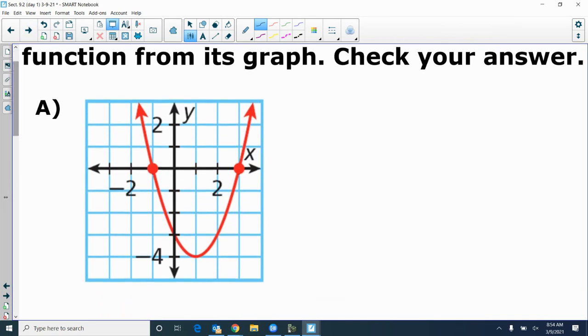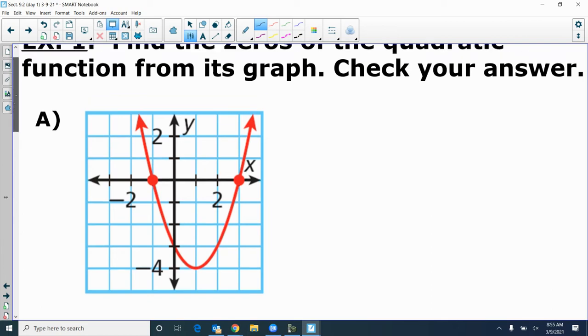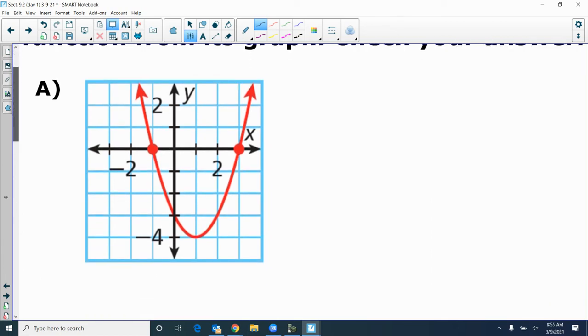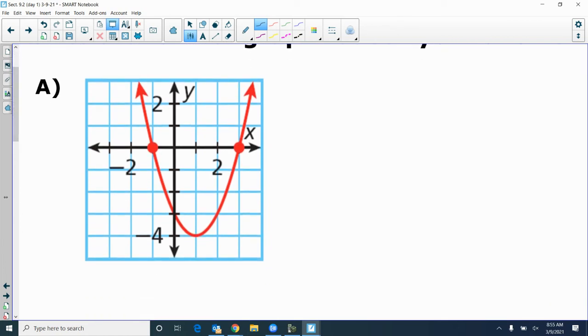All right, so for part A, Allie, how many zeros does it have? 2. Now, it says find the zeros. So I want you to actually list them as ordered pairs. So for this one here, it's -1, 0, because the y-coordinate is going to be 0. And what's the other one? It is 3, 0. So those are the zeros. And that's all you got to do. Okay, so if you got a graph, life's pretty easy.